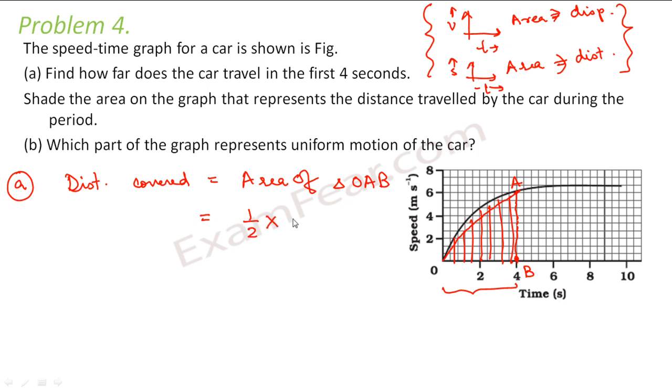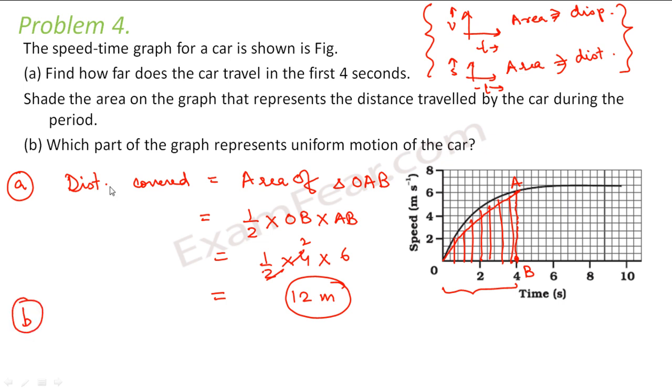So what is base? Base is nothing but OB. Height is nothing but AB. So this will be equal to half into 4 into, what is AB? AB is nothing but 6. So this is equal to 12 meters. So 12 meters is the distance covered in the first 4 seconds. So we have shaded the area on the graph that represents the distance traveled by the car during this period. So we have already shaded that region.